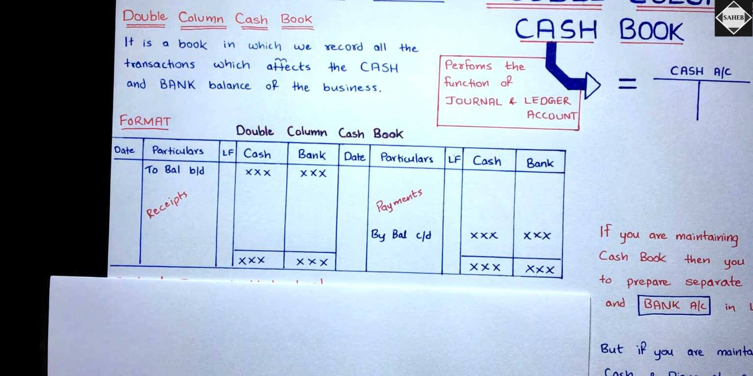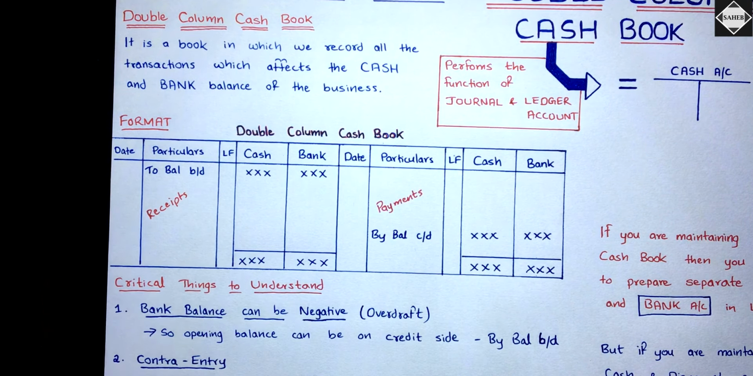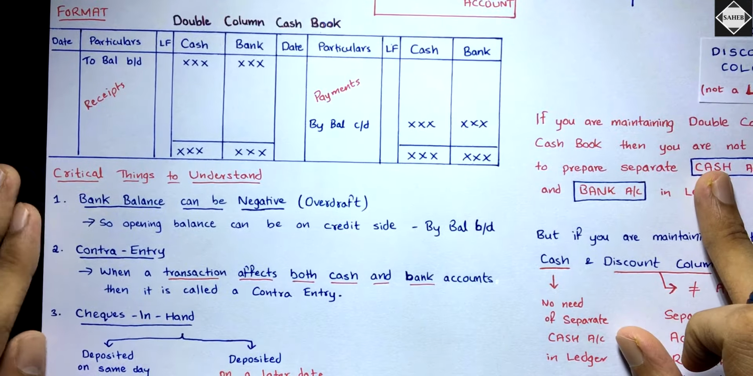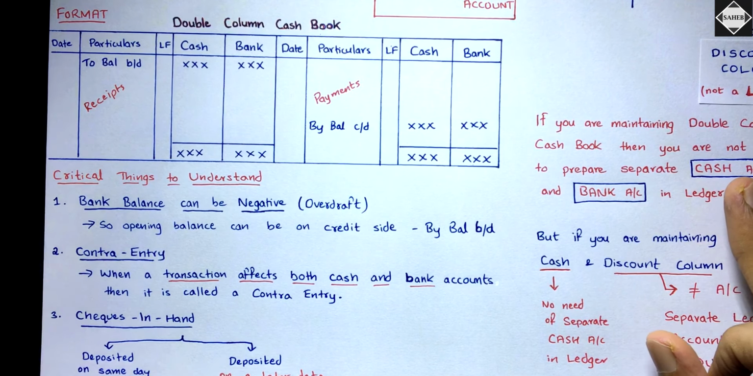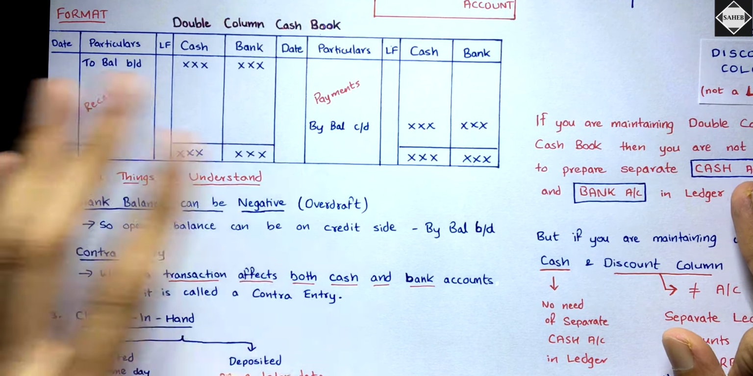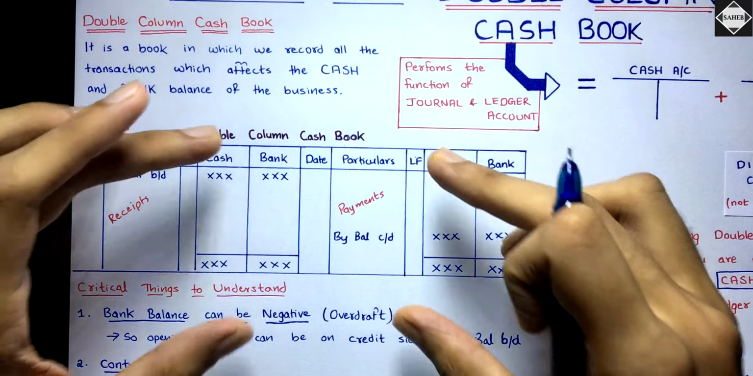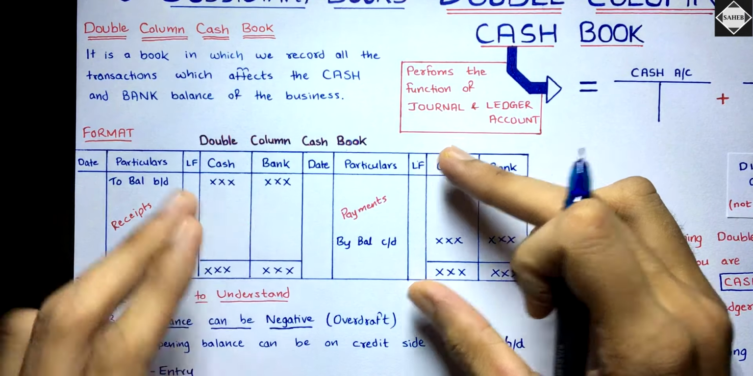But now there are some critical factors that you have to understand regarding the double column cash book, which are very important for you to understand. I will just give you a glance right now. See here, critical things to understand. Bank balance can be negative. Yeah, overdraft. See here, this is an asset account. It's the same as an asset account, cash and bank.